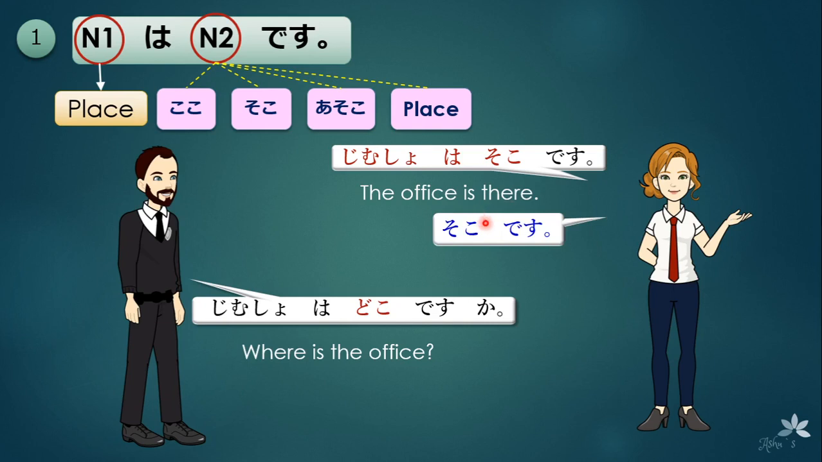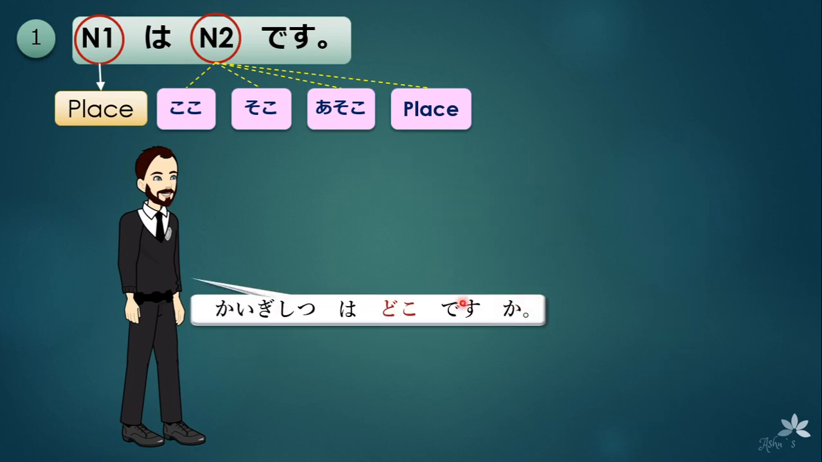Simply, she can also answer it as soko desu. Because the word jimusho is already there in the question, you can drop it in the answer and just say soko desu. Let's look into another example.